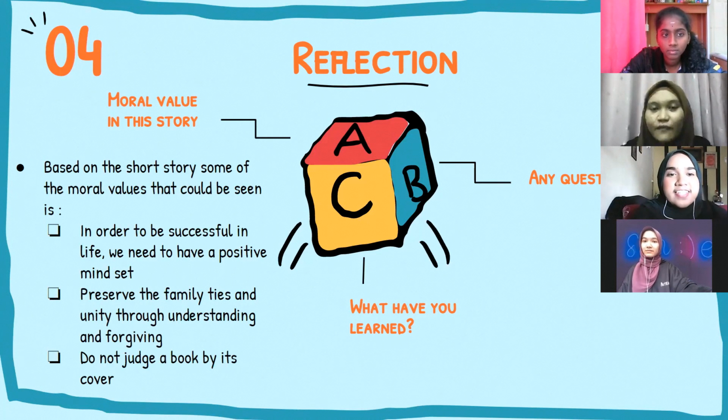Okay, correct, students. The moral value that can be observed in the short story is, in order to be successful in life, we need to have a positive mindset. Correct, Shahira? We also need to preserve the family ties and unity through understanding and forgiving. And last but not least, do not judge a book by its cover. All right, students, that's the end of our class for today.